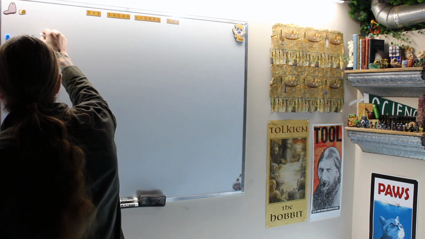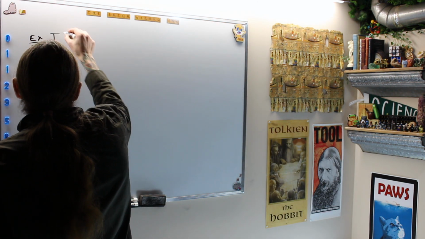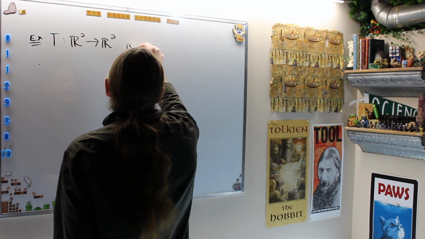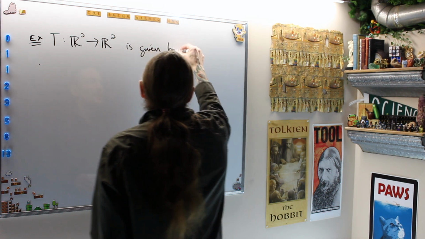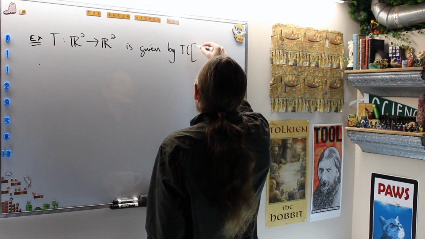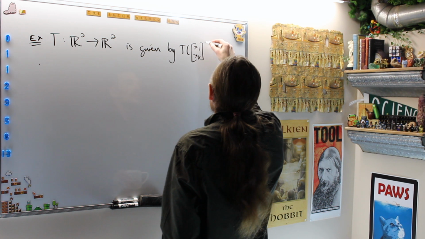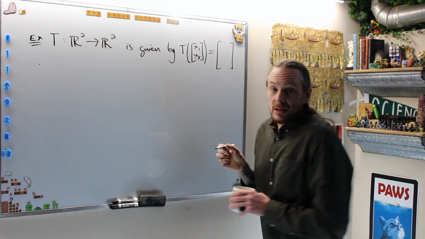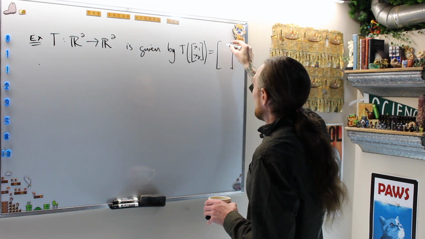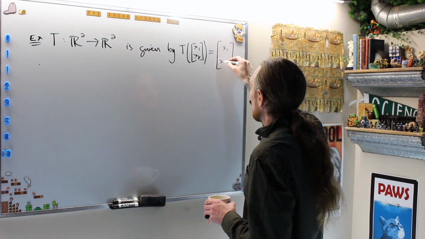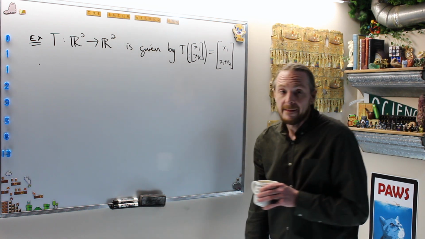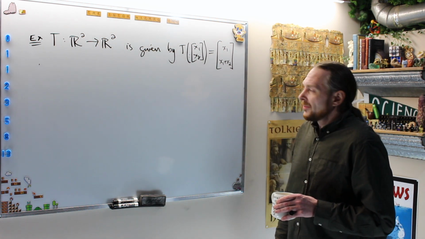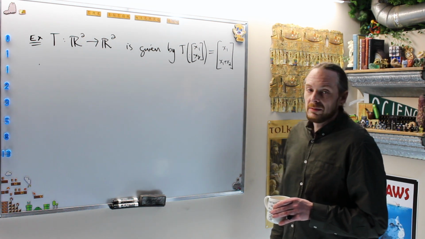Example: T from R2 to R2 is given by T of (x1, x2) equals another 2 by 1 column vector, which is going to be, let's call it, x1 plus x2, and then 1. This is some kind of shear force with scalar of 1. Either way, it doesn't really matter right now.